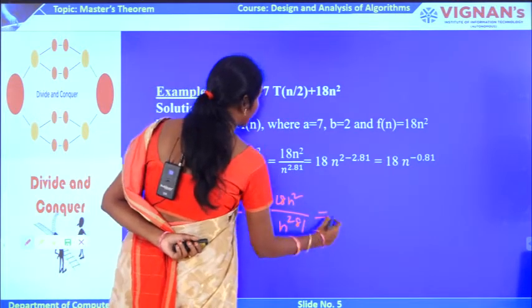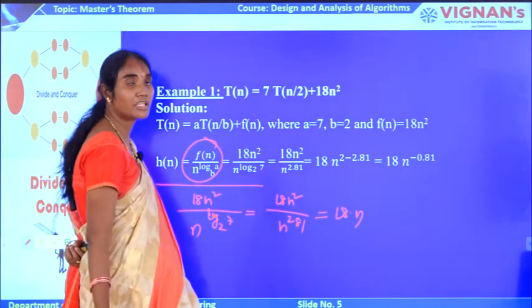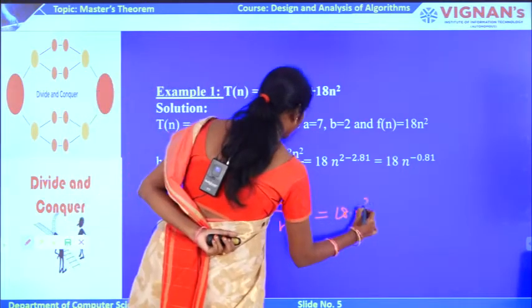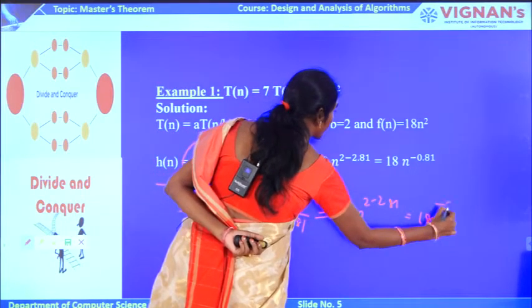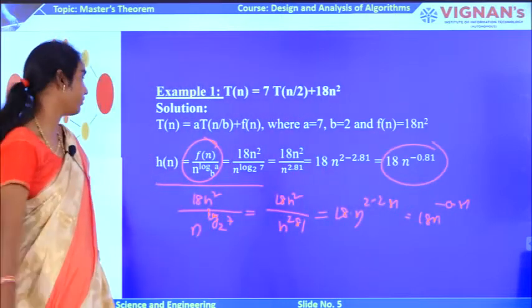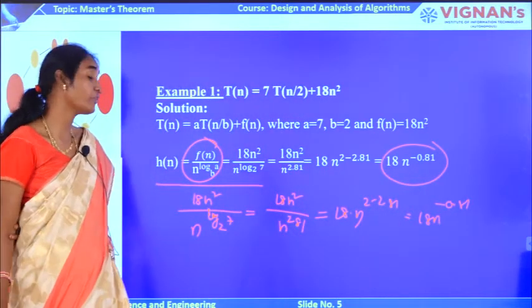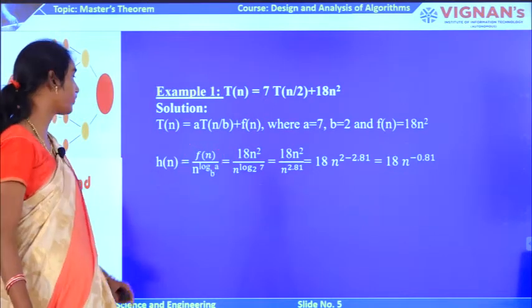So this can be written as 18 into, here a to the power of m by a to the power of n can be written as a to the power of m minus n, which is n to the power of 2 minus 2.81, which is 18 n to the power of minus 0.81. So this is what, right. So now h(n) can be found as f(n) by n to the power of log a to the base b. So by means of that we are going to find out h(n).